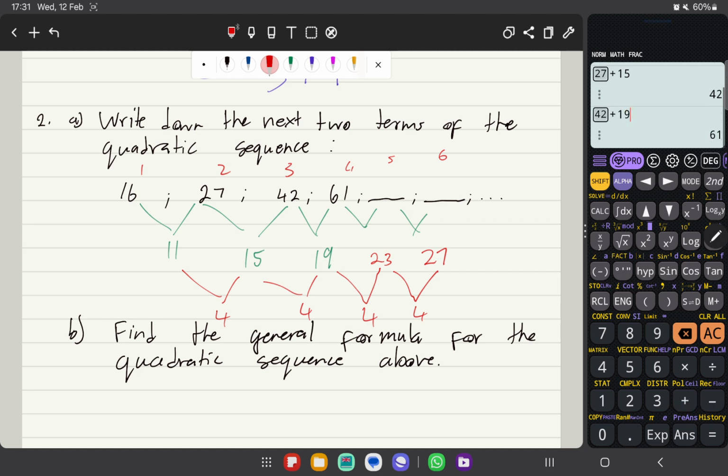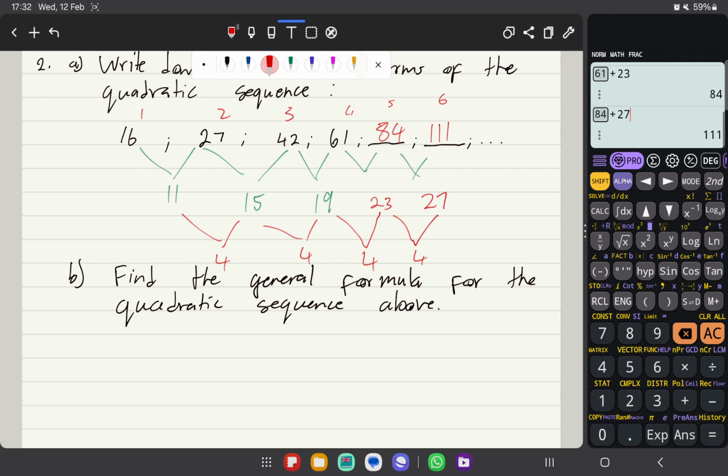61. So the next one, it means I'm gonna say 61 plus 23. What does that give me? It gives me 84. Then the next one, I'll say 84 plus 27. What does that give me? 111. Done and dusted. So that's how it goes. That's how you deal with these things.